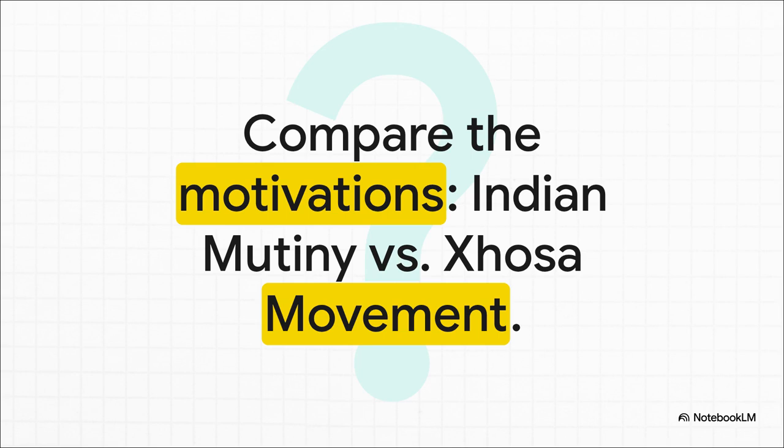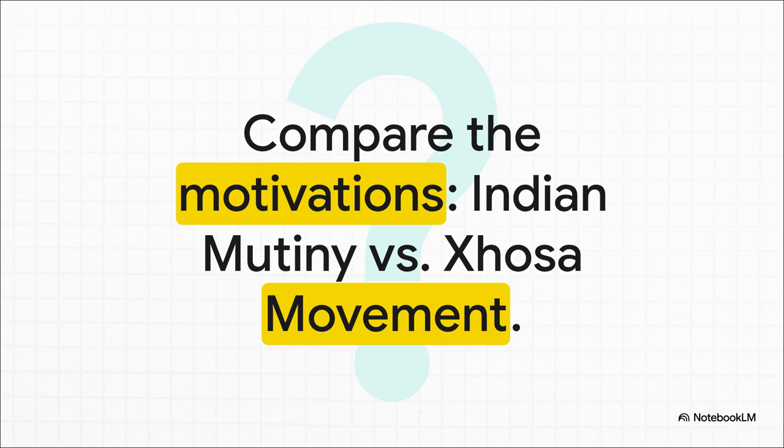Okay, this is a perfect opportunity to practice a key historical thinking skill: comparison. I want you to pause right here and jot down a few notes comparing the core motivations of the Indian Mutiny and the Xhosa cattle-killing movement. Go ahead. All right, you back?